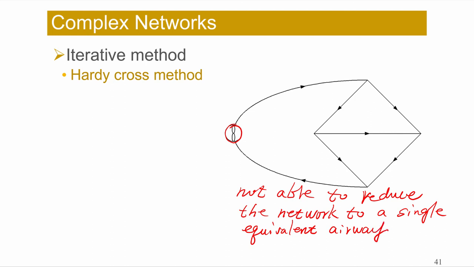That is because we don't know this one and this one, are they in series or are they in parallel, and the same with these two. Are they in series, are they in parallel? There's no way we can use the series and parallel equivalent to reduce this network to a single equivalent airway. So to solve this, we use the Hardy-Cross method. We will not cover this method in this lecture.